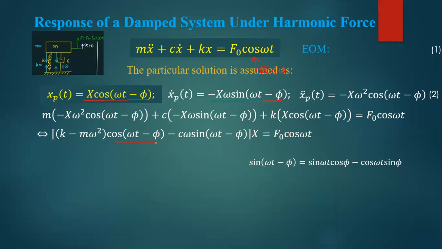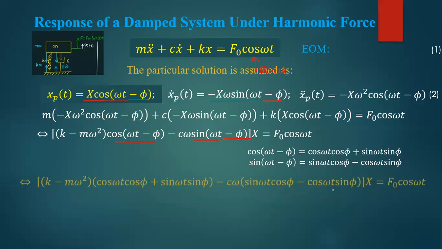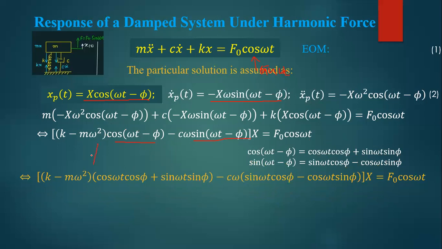Here we can expand these expressions. We have to expand cos(omega t minus phi) and sine(omega t minus phi). When we expand, cos(omega t minus phi) is equal to cos omega t cos phi plus sine omega t sine phi. Sine(omega t minus phi) is equal to sine omega t cos phi minus cos omega t sine phi. So we again substitute these trigonometric relations in this equation. Okay, so the equation will be this one.